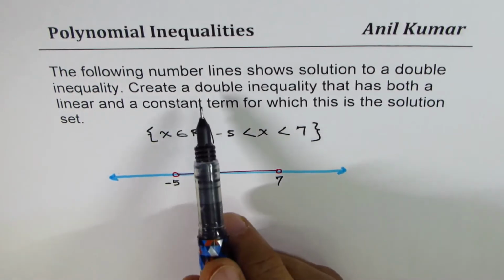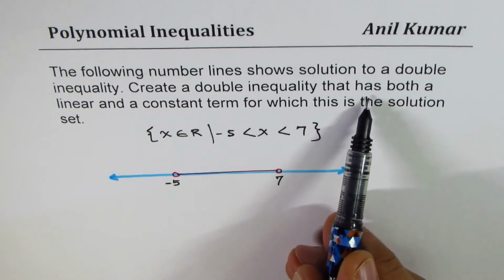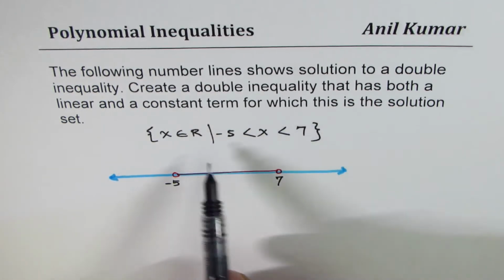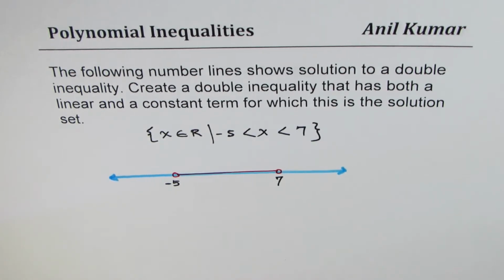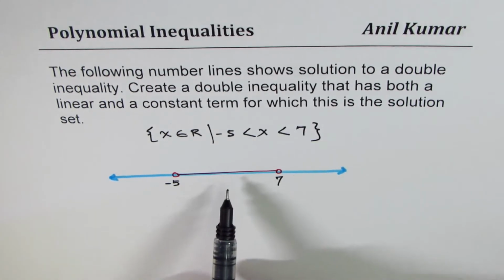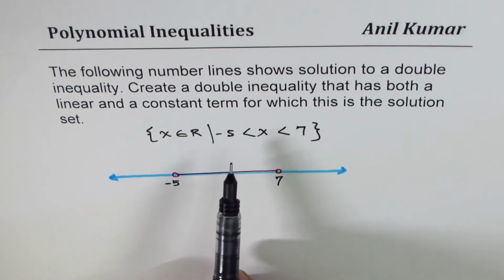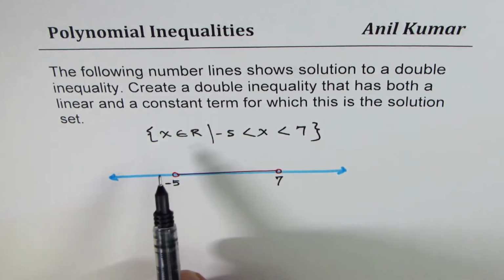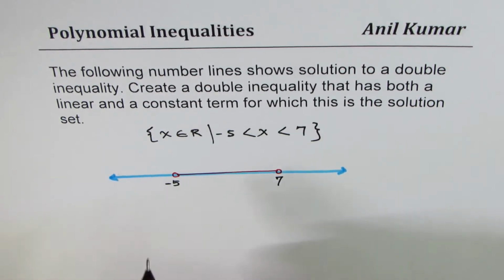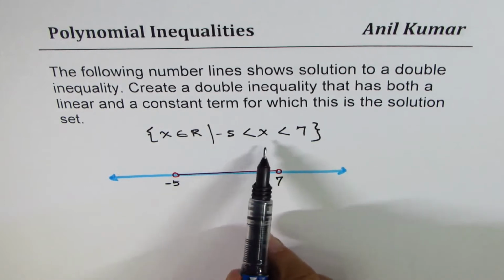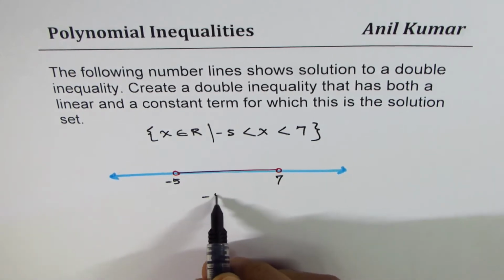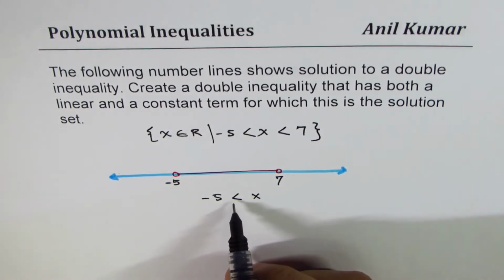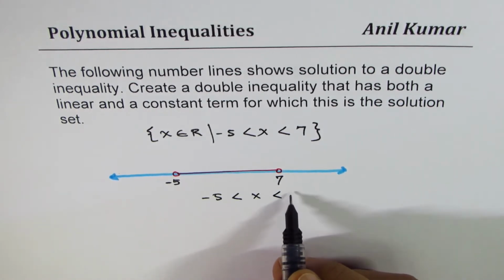Now you have to create a double inequality that has both a linear and a constant term for which this is the solution. So it is kind of a reverse question. We are given the solution and we have to create a double inequality. Double means in between two, so we need two inequality signs. So we begin with the solution set given to us, which is -5 is less than x, or you can say x is greater than -5 and less than 7.